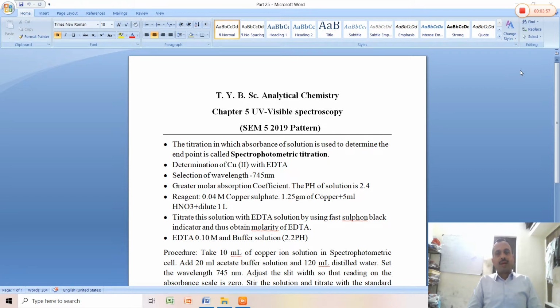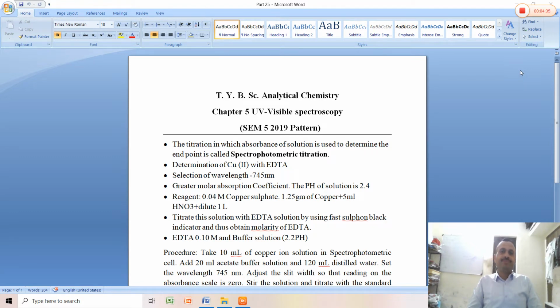Obviously we get the absorbance from lower to higher values, and we again measure the absorbance for the unknown solution. At that time we prepare a plot of absorbance versus ml added. When we prepare the plot, that graph is nothing but the calibration graph or calibration curve. A calibration curve of copper is plotted with absorbance versus ml of titrant added.